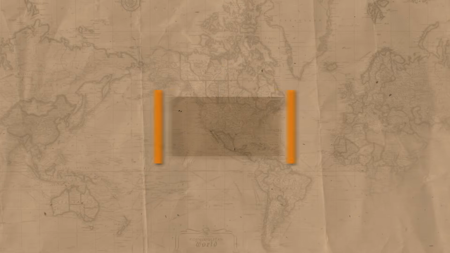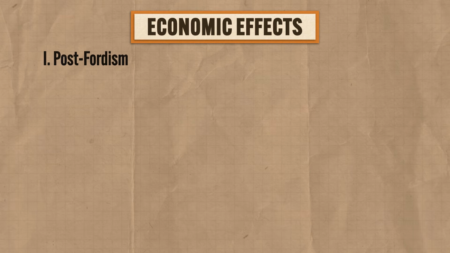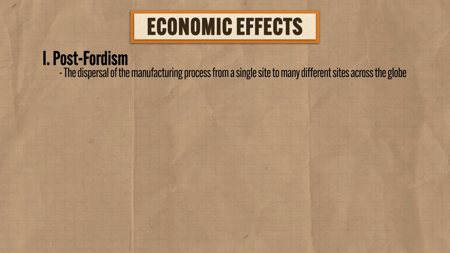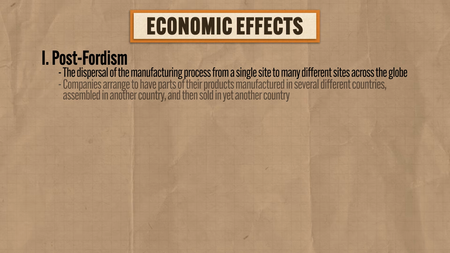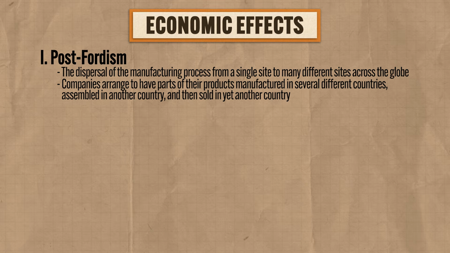Okay, and finally, let's consider how all these developments have led to significant economic effects in today's world, and there are 4 big effects that you need to know. The first is the rise of Post-Fordism, which refers to the dispersal of the manufacturing process from a single site to many different sites across the globe. So in the post-Fordist economy, companies arrange to have parts of their products manufactured in several different countries and then assembled in another country and then sold in yet another country.